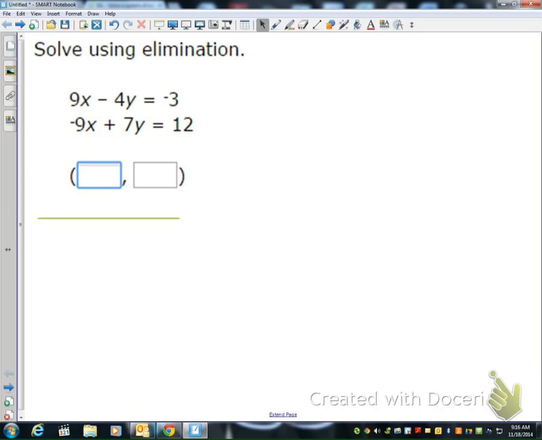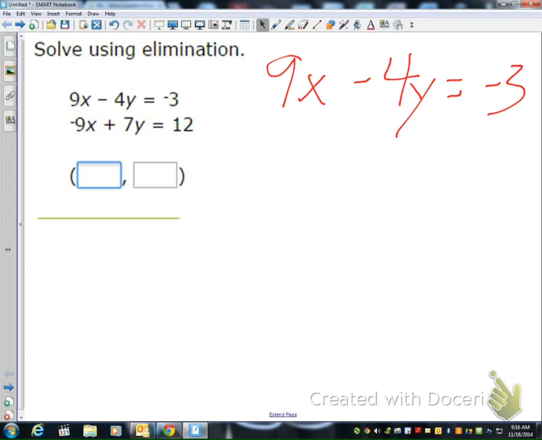Now, for elimination, the important thing is that you have the same coefficient or opposite coefficients on your variable. For instance, I could have 9x and 9x, or I can have 9x and negative 9x. The difference is I want it to go away, which means if they're opposites, I need to add them together, because 9x plus negative 9x is 0, right? If they're the same, 9x and 9x, then I would subtract, because 9x minus 9x is 0. So the only difference is whether you add the two equations or subtract.